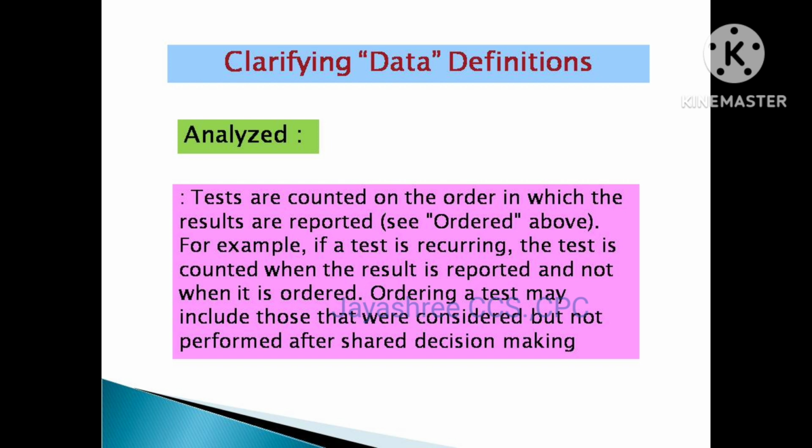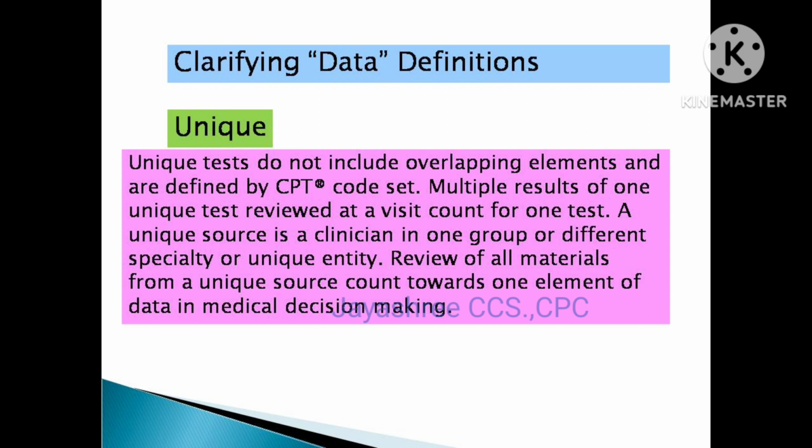Then what is a unique test? We saw in the MDM tables, unique test. What is the meaning of unique test? Unique tests do not include overlapping elements and are defined by the CPT code sets. Multiple results of one unique test, so multiple laboratory tests included in one unique CPT code are considered as one unique test. For example, any panel: in that panel, so many tests will be included, but the CPT codes fall in one set of CPT code. So that will be the unique test.